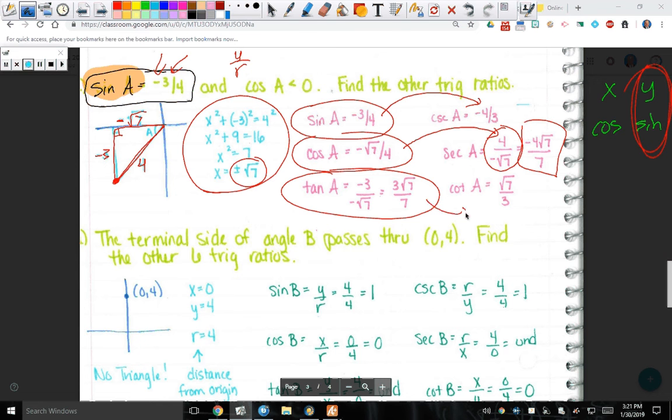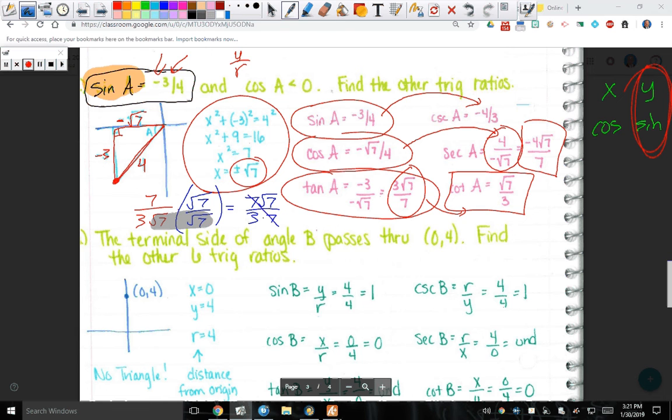And then last but not least, they did the same thing here by flipping that. Now, let's see this in action, because again, watching this flip, here we go. This would flip to 7 over 3 root 7, multiplied by a form of 1 to rationalize the denominator, so that these two root 7s in the denominator become what number? 7. So you have 7 root 7 over 3 times 7. Those cancel, and you're left with root 7 over 3.